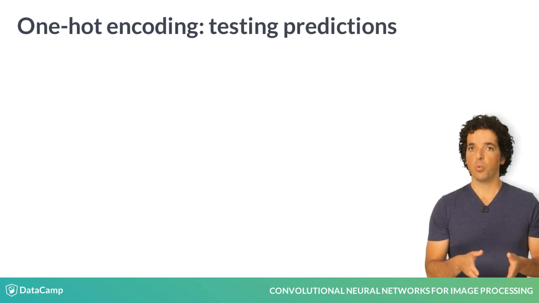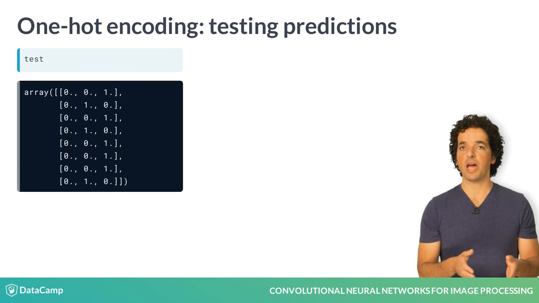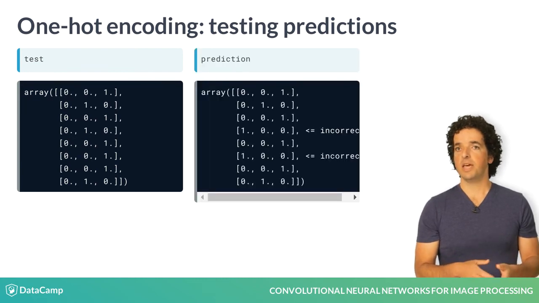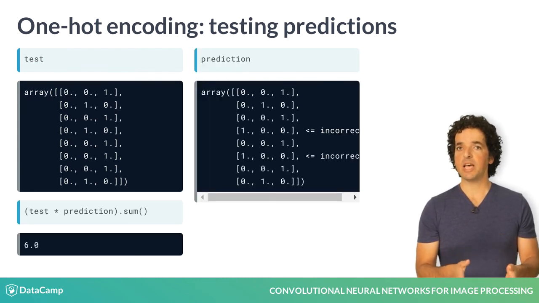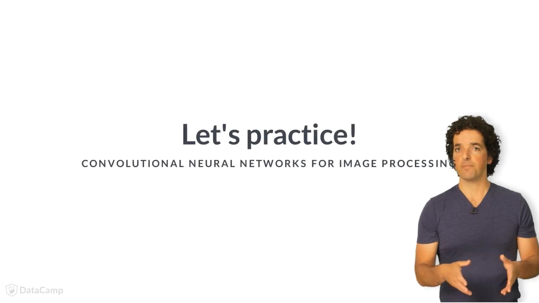For example, we can use the one-hot encoded array to determine how many predictions were correct. In this case, we predicted 2 samples incorrectly out of 8 samples in the test set. The sum of the product of the 2 arrays is 6, which is the number of correct classifications. Okay, now it's your turn.